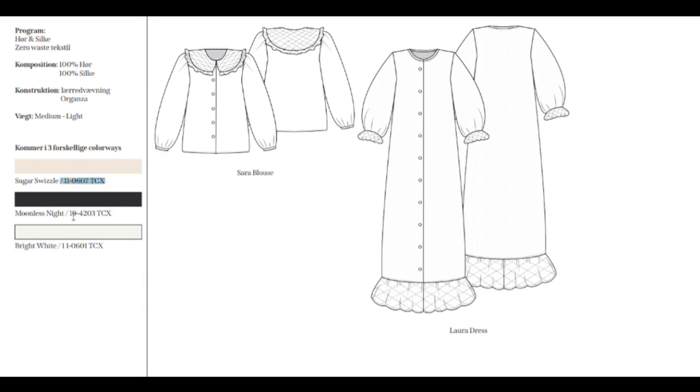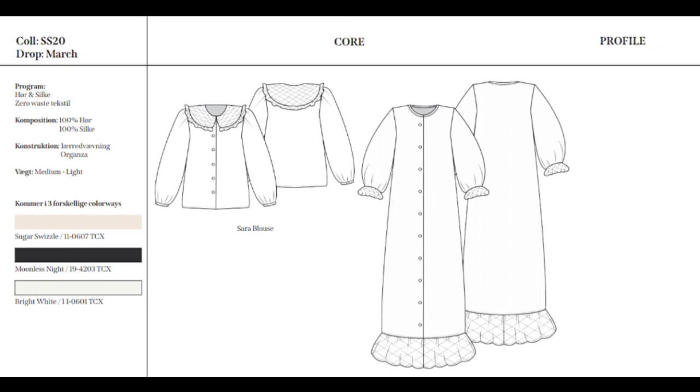I will leave a link in the description box for the Pantone official website where you can actually get these codes. It's super easy. And then here you will write the collection. Mine was a spring summer 2020s collection. And then the drop, you don't really need to write the drop.